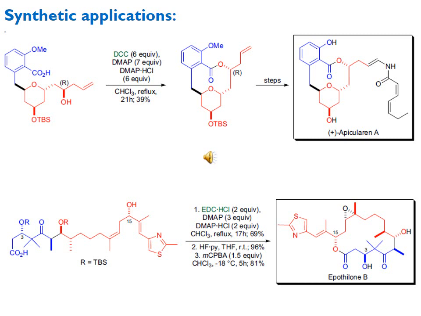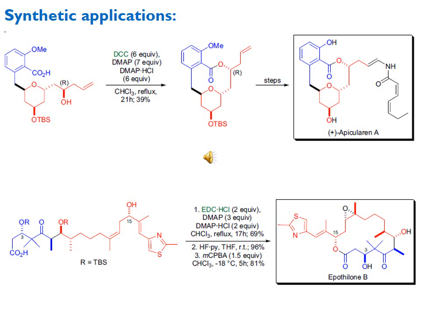After a number of steps, the first step is the formation of lactone, then the second step is the interaction with hydrofluoric acid in THF, tetrahydrofuran, at room temperature, 96% yield, and the third step is the reaction with metachloroperoxybenzoic acid, 1.5 equivalents, in chloroform at 18 degrees C within 5 hours, and 81% was the yield. Then we get the final drug molecule, epothilone B.